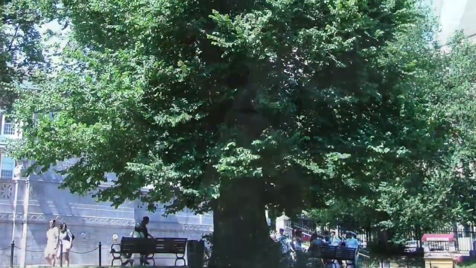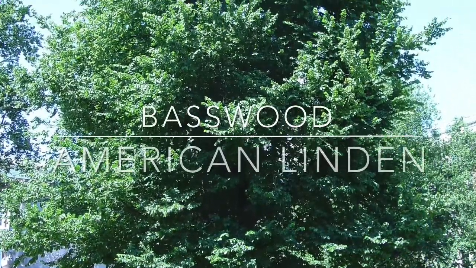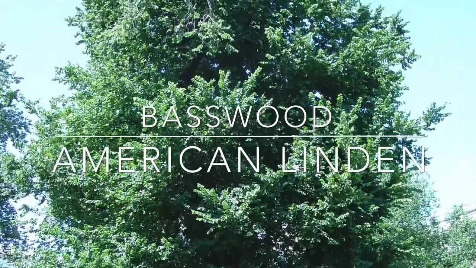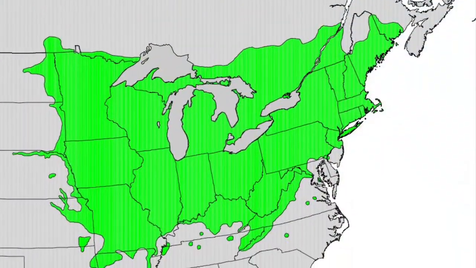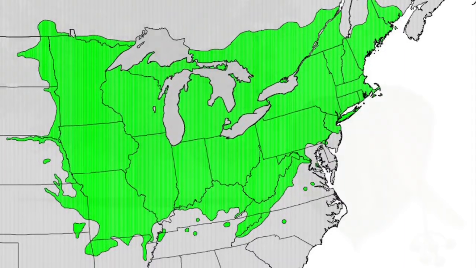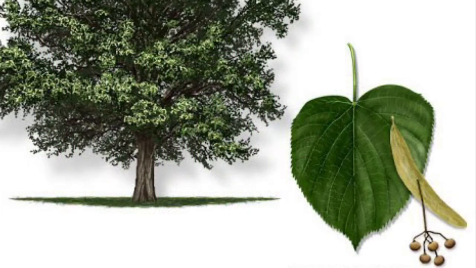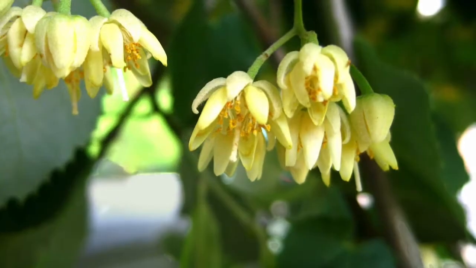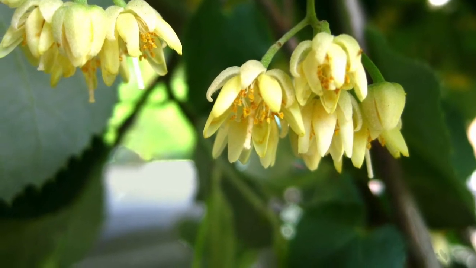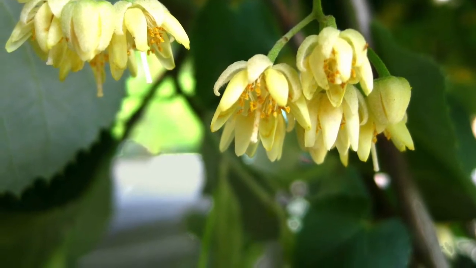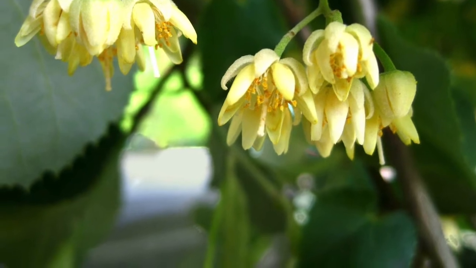All right. This seed comes from the basswood tree, also known as the American linden. This tree can be found in the northern part of North America. An example of what the seed of the basswood tree looks like is down in the bottom right-hand corner. Basswood, sometimes known as the bee tree, produces a flower that produces an abundance of nectar used by bees to make honey.